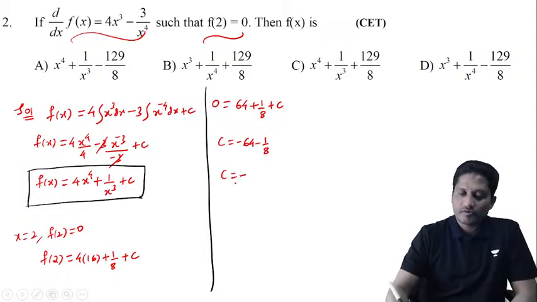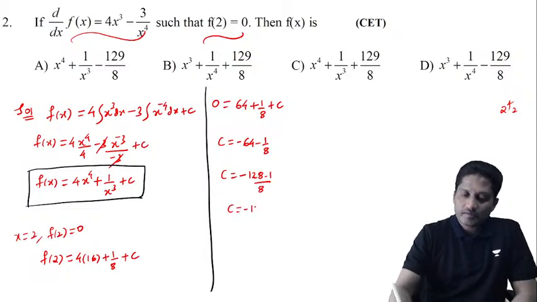Okay, 64 into 2 is 128. 2 power 4, 2 cube, 2 power 7, 128. Minus 128 minus 1 divided by 8. So minus 129 upon 8. This is the value of c.